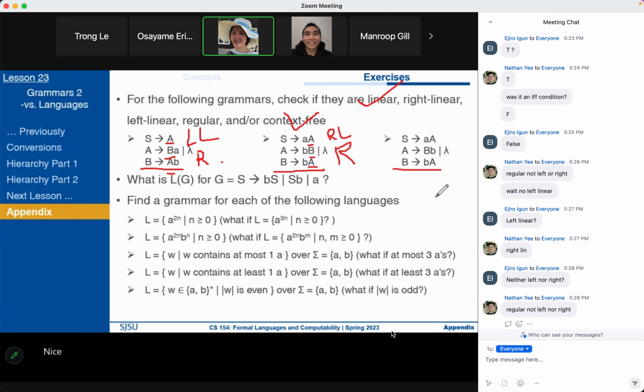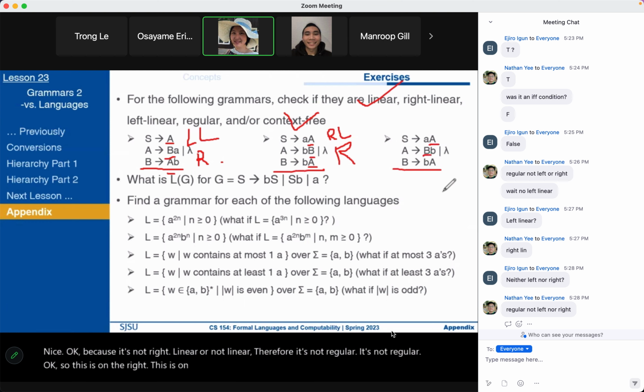Okay, because it's not right linear or left linear, therefore it's not regular. So this is on the right, this is on the left, this is on the right, right? So it's only linear and context free. Again, the linear grammar is a bigger concept than the regular grammar.